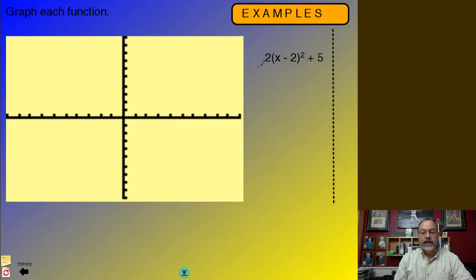Okay, our next example, again, we're in vertex form, so I can go ahead and use my shifts. And I want to go ahead and put my scale on my axes.